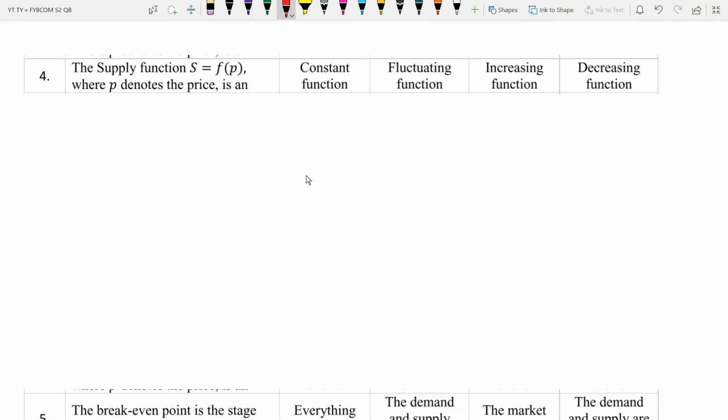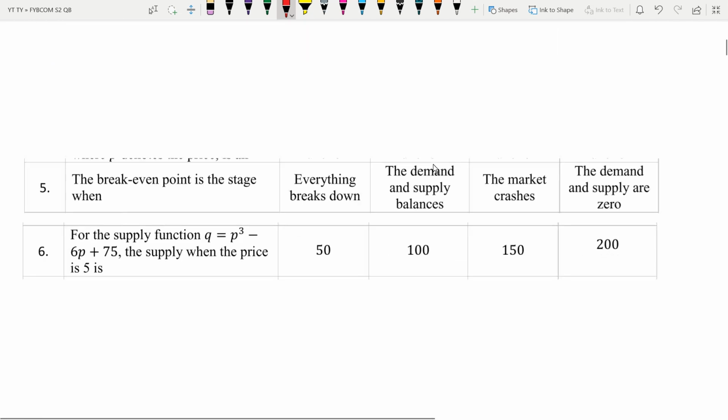Similarly, I suggest students to think about the supply function. How does the supply depend on the price? If price increases, what is the effect on the supply? If price decreases, what is the effect on the supply? Right? You should think about this. This is question number 4, which is considered to be an exercise for all of you. Okay, now comes question number 5.